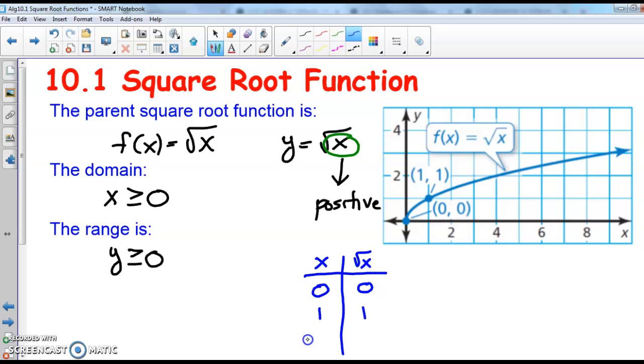Can we pick 2? Yes, for sure. But the square root of 2, since 2 is not a perfect square, will be a decimal. So if we're not using any technology or calculator, then it's wise to choose numbers that are perfect squares. So I'll skip 2, I'll skip 3, and then when I get to 4, oh, 4 is a perfect square. So what's the square root of 4? The answer is 2. There you go.